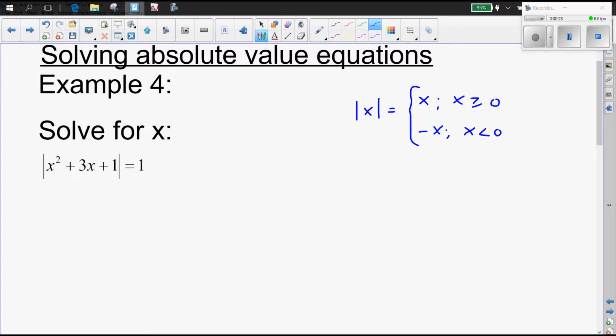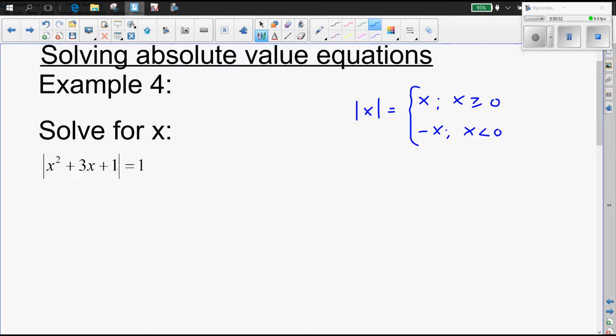And then once I have the solutions, I'm going to test each of the solutions by substituting it into the left-hand side of my equation, which is the absolute value of x squared plus 3x plus 1. And if the solution gives me an answer of 1, which is on the right-hand side of my given equation, then I have a valid solution.